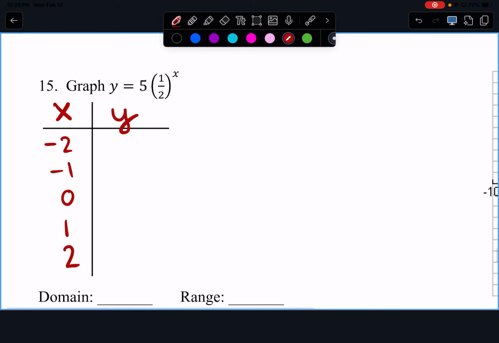Just by looking at this equation, before we graph it, is that a growth or decay function? Okay. Decay. Why is it a decay function? Well, not even that it's dividing. It's because that b is what? Less than 1. All right.